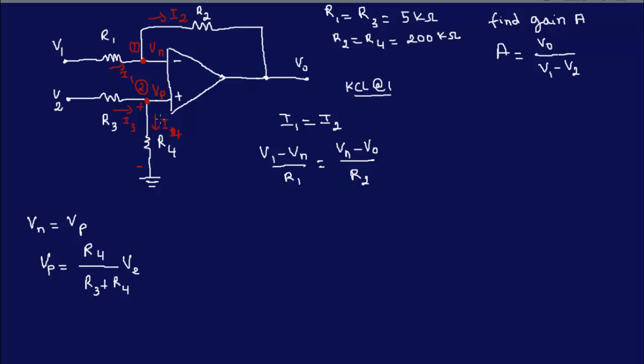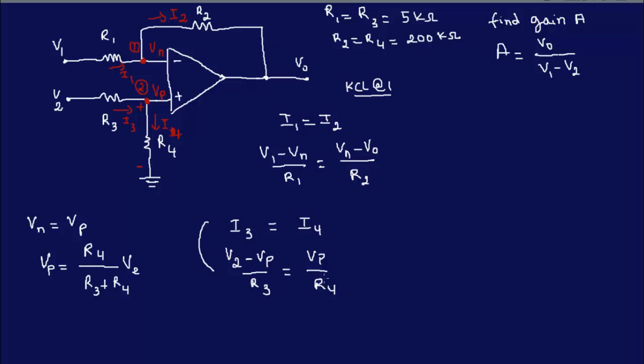You can prove this relationship by using KCL, because there's no current that would flow through this. So I3 is equal to I4. I just want to prove this real quick. I3 would be V2 minus VP, the potential difference, over R3, and this is equal to I4. I4 is VP minus 0, so VP over R4, because here it's ground, so that's 0.